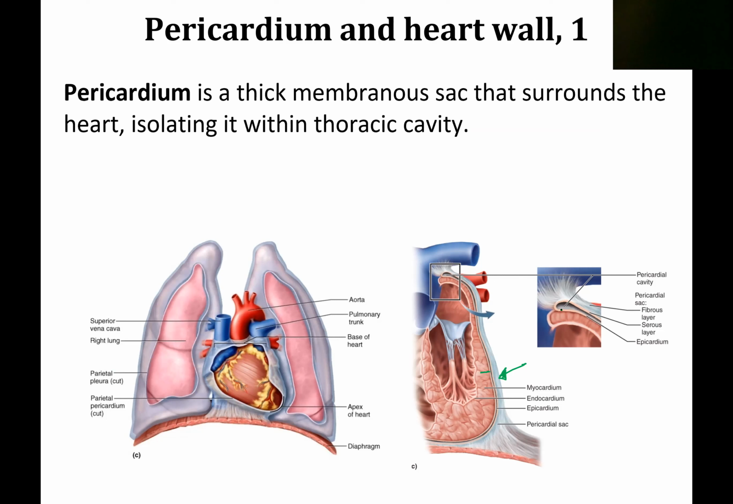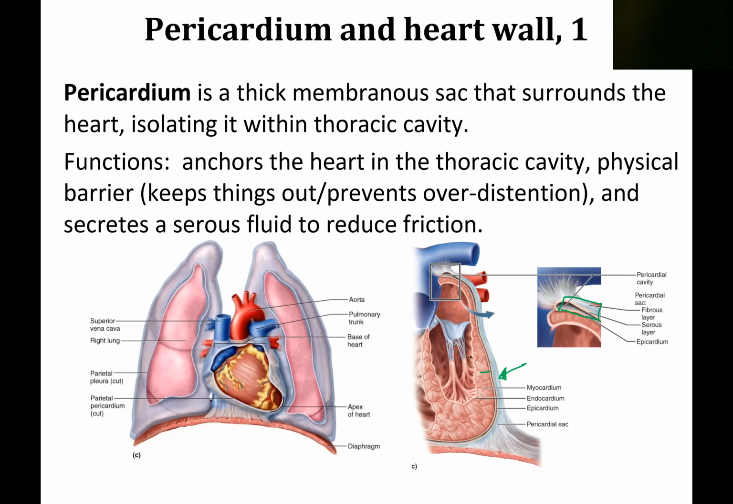It has 3 components that we see here, and you can see part of it where I put my arrow. The functions of the pericardium. 1, it anchors the heart in the thoracic cavity. So it's not flopping around, it stays in place. Now, it's not a rigid anchoring because the heart does contract and relax.